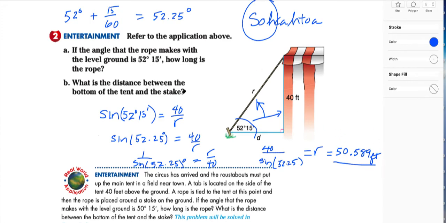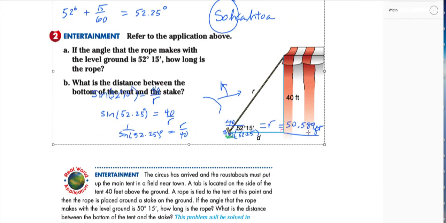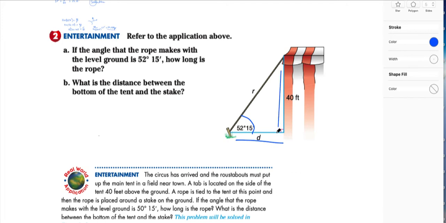So what is the distance between the bottom of the tent and the stake? So now they want us to determine d. So what I'm going to do is shrink all this business out of the way, put it over here, so if you want to reference it. But anyway, let's go ahead and do part B. So we're looking for d. So again, we need to stand here. We know this angle to be 52.25. So are we finding the sine, cosine, or tangent of it? I've got the adjacent, and I like to use what I've got to get what I want.